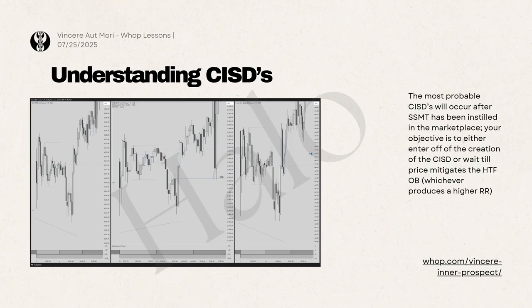So again, restating this, you either enter off of the actual CISD created after your initial move up, after your sequential SMT, or my recommendation, wait for that higher time frame order block to be created, to get closed above, wait for a retest, refine that entry down some more, and you'll be able to have a higher risk to reward and usually a higher win rate, right? So take that into consideration.